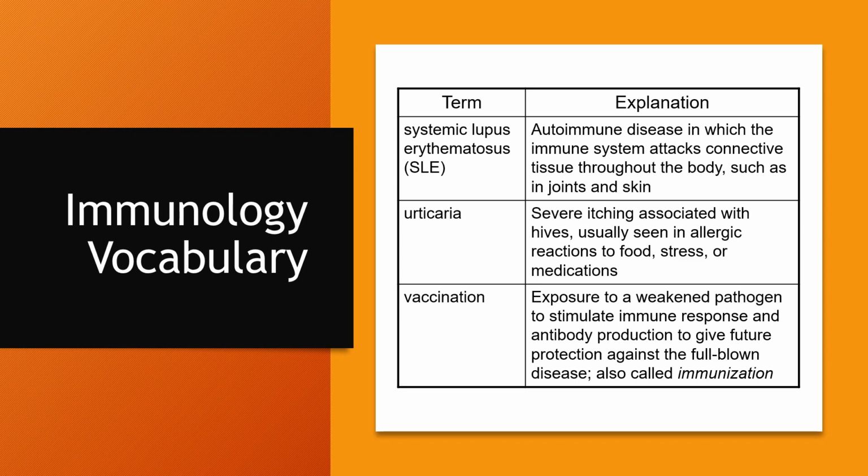Systemic lupus erythematosus is an autoimmune disease in which the immune system attacks connective tissue throughout the body, such as joints and the skin. Urticaria is severe itching associated with hives, usually seen in allergic reactions to food, stress, or medication. A vaccination is an exposure to a weakened pathogen to stimulate an immune response, and this causes antibody production in the body to give future protection against the full-blown disease. It's also called an immunization.